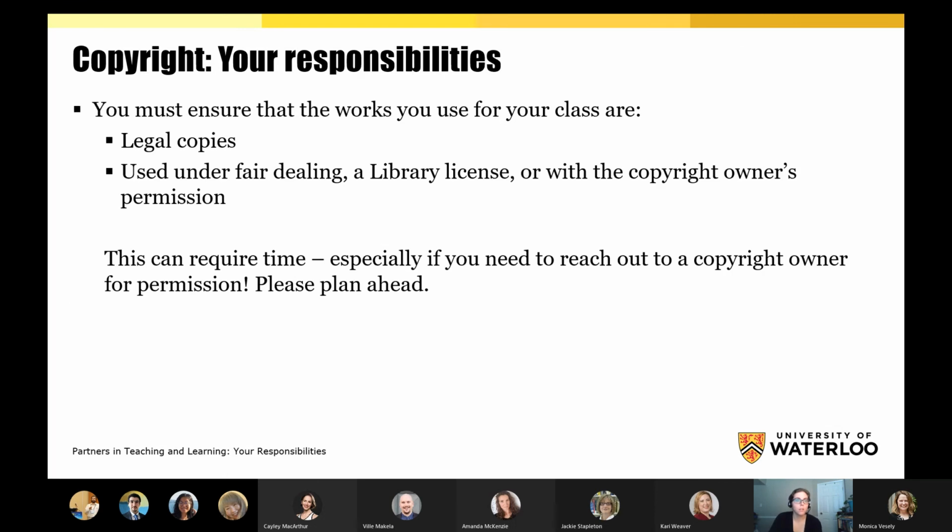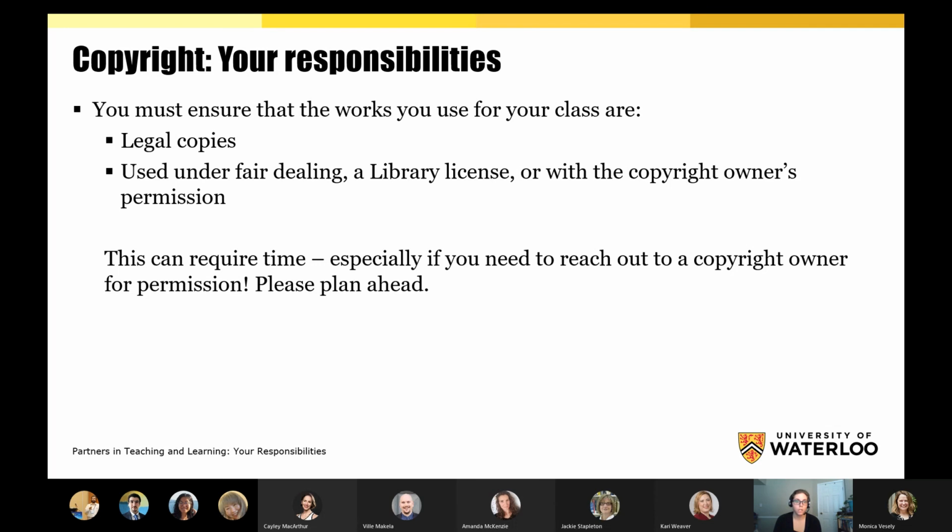Next slide, please. Okay, so in terms of your responsibilities, basically we want to make sure that we're using legal copies and that they are used either under a Copyright Act exception, like fair dealing, a library license, or with the copyright owner's permission. So we want to be sure that we're using materials legally and that we are using them under the requirements of the Copyright Act. And sometimes this takes time. You want to make sure you're going through your materials and assessing them or using a service that will do that on your behalf.